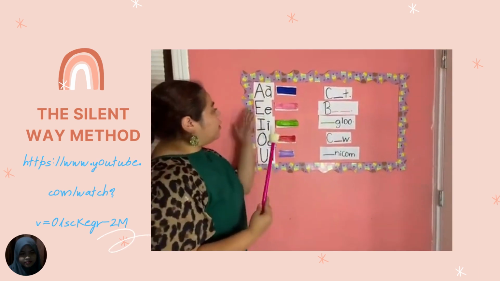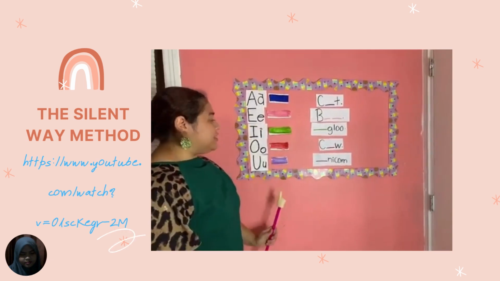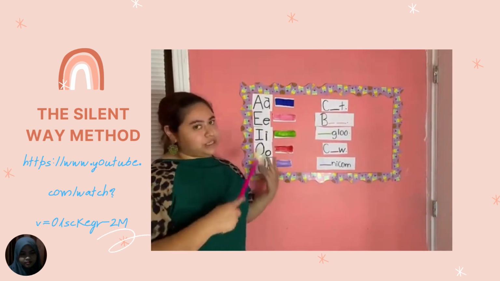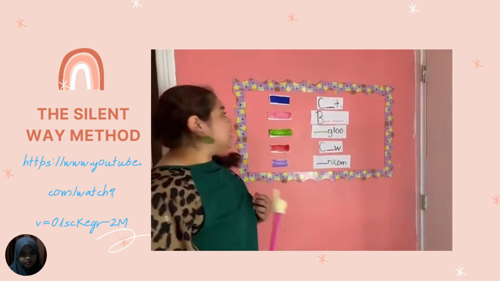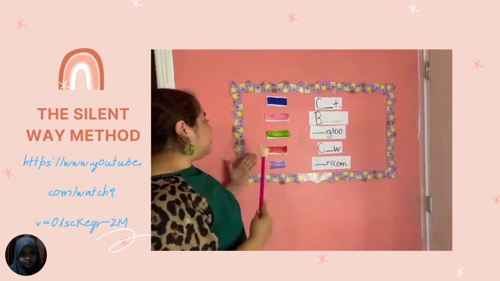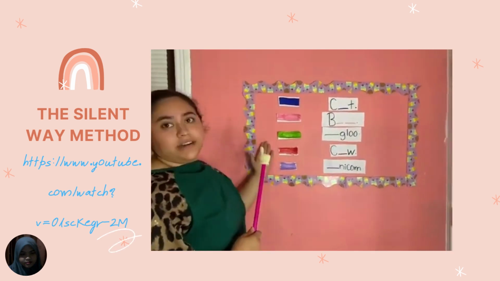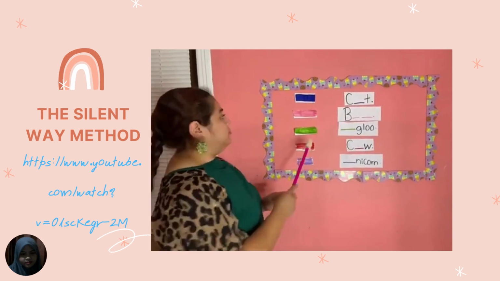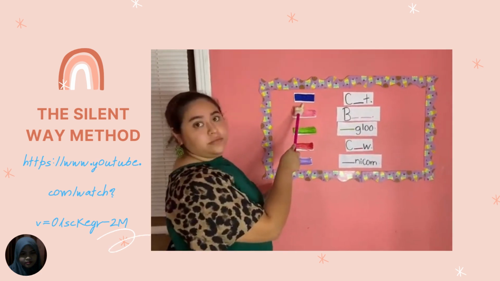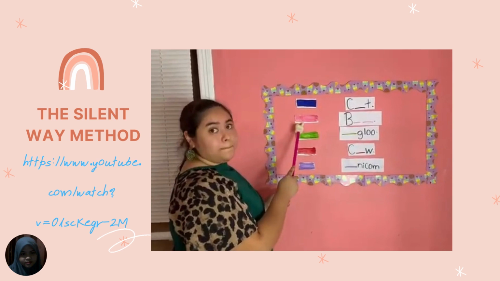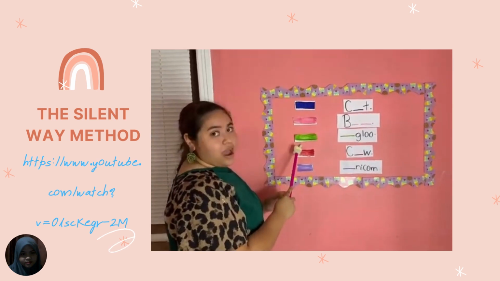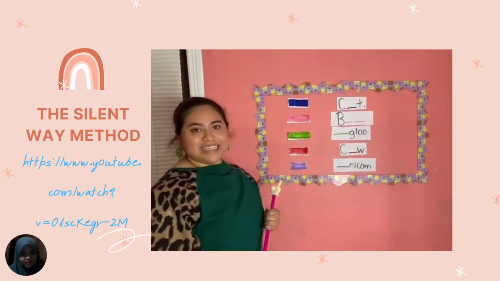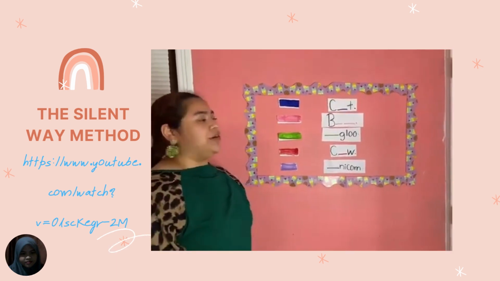So right now I'm going to ask her, just with the colors, if she remembers the sounds of each vowel. Okay, so now we're going to try to practice without the letters, without the vowels. So, are you ready? Yes. A, E, I, O, U. Perfect. That's the only thing that I need to show you.